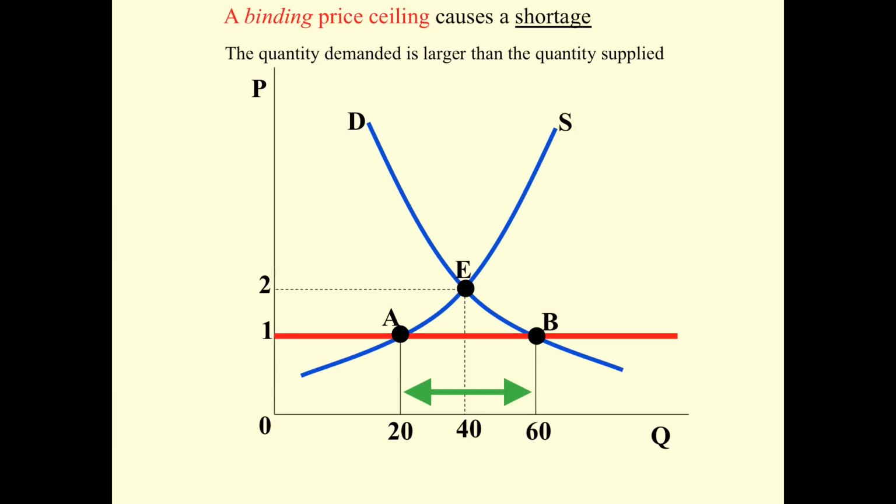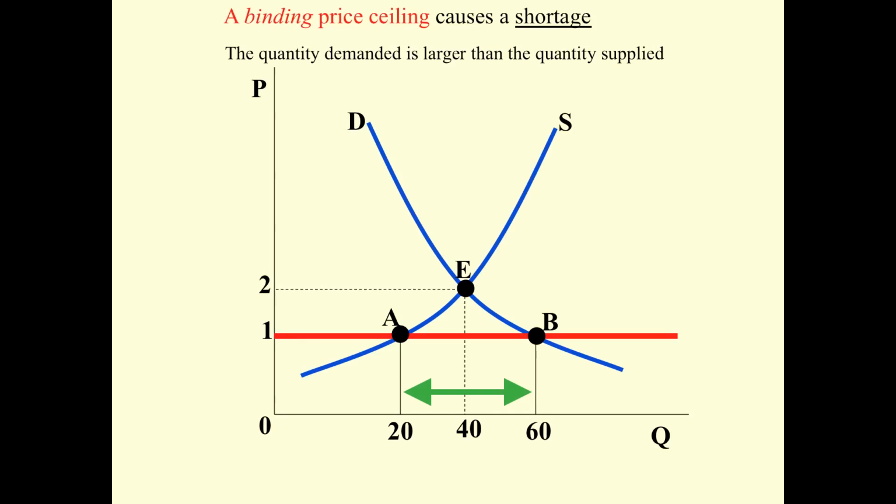But if the price ceiling is below $2, then we have a different situation. So if the price is at $1, suppliers will only want to supply 20 units to the market, whereas demanders would like to buy 60 at a price of $1. So you end up with a shortage of 40 units, that horizontal distance there. The quantity demanded is much larger than the quantity supplied, so 40 people who would like to pay $1 for this product will not be able to do so, and you end up with the shortage.